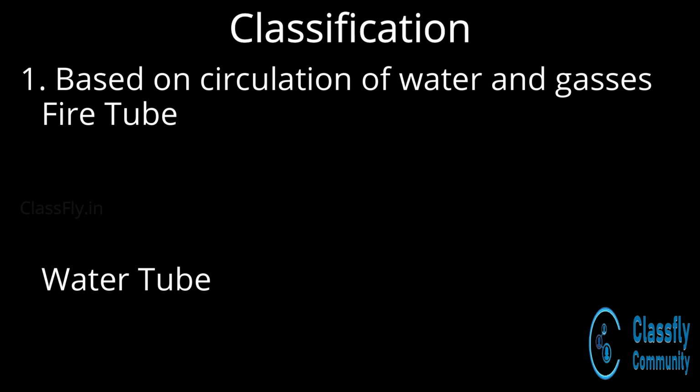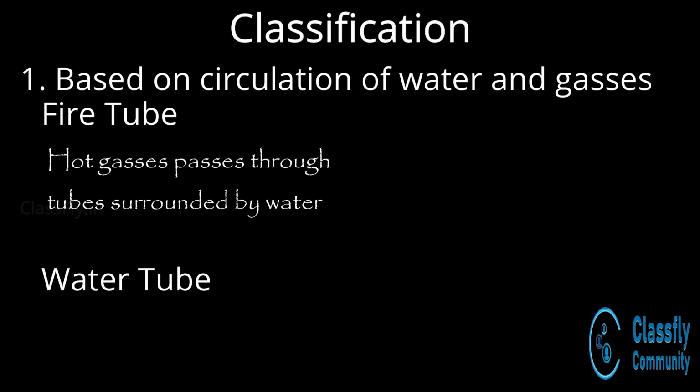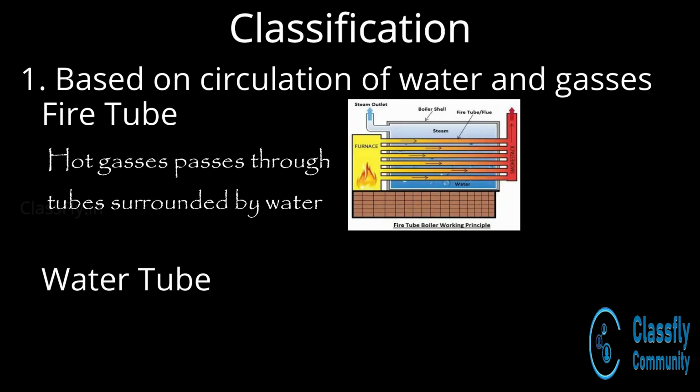First, fire tube boiler. Well, they are the types of boiler in which the hot gases produced by the combustion of fuel pass through flue tubes which are surrounded by water. Hence, these hot gases heat the water surrounding the tubes. Some examples of these are a Lancashire boiler.